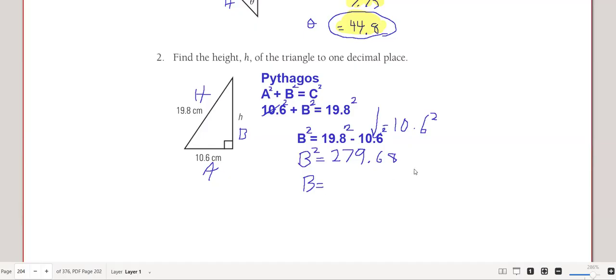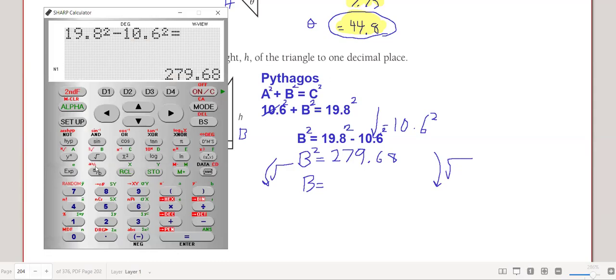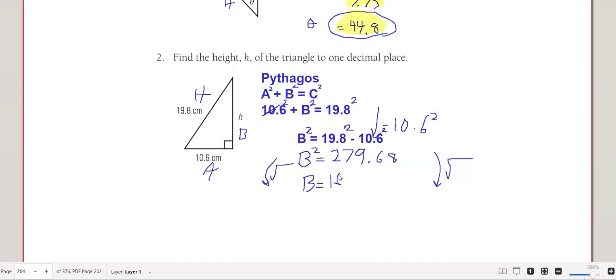What's the opposite of squaring something? It is taking the square root. I'm going to do that to both sides too. If I take the square root of b squared, I get b. If I take the square root of this 279.68, pro tip, if you have the same calculator I have, it automatically pumps the answer. I just went to my answer, here's my calculation, I just clicked square root and enter. And it gives it to me as 16.7. So the height of this one is 16.7.